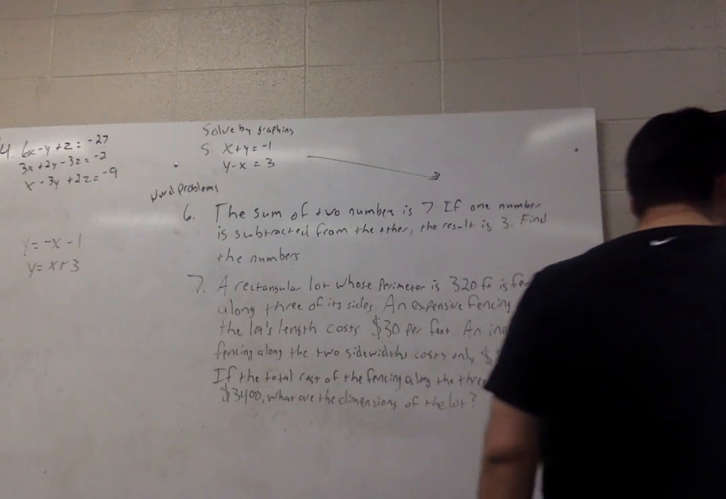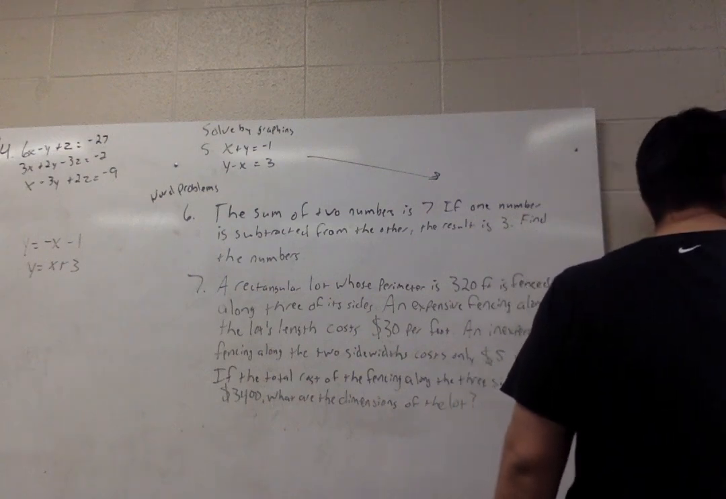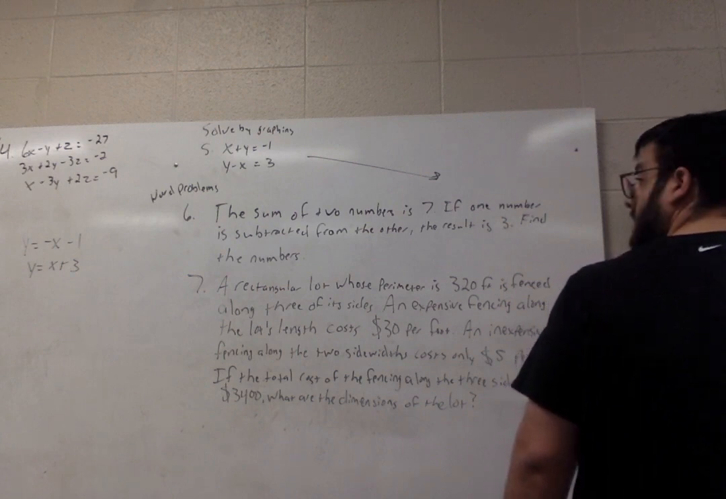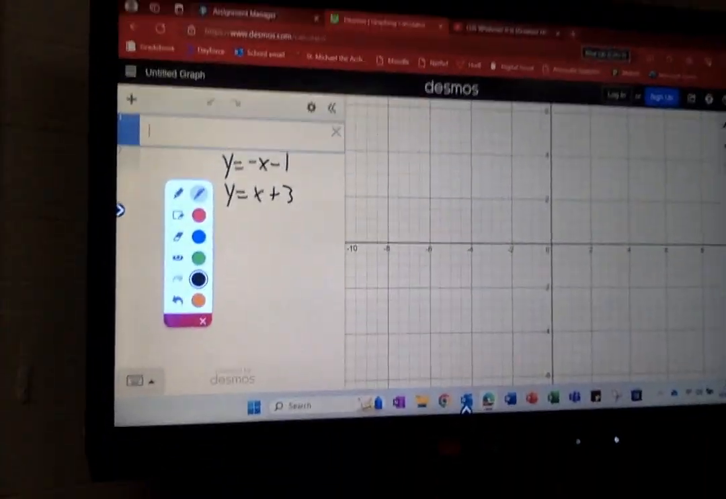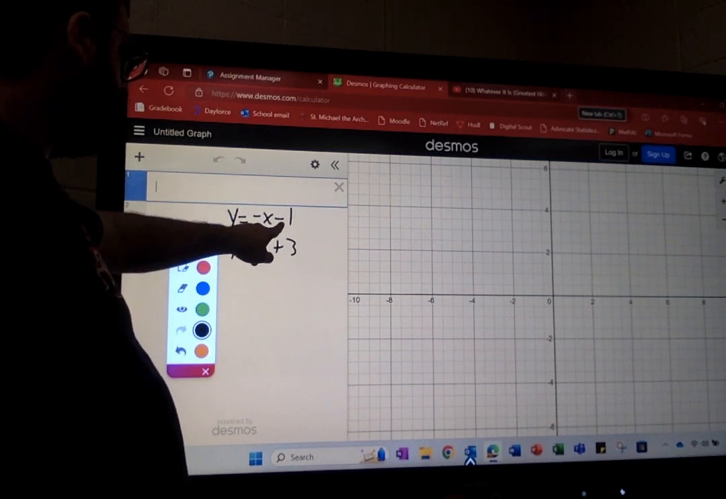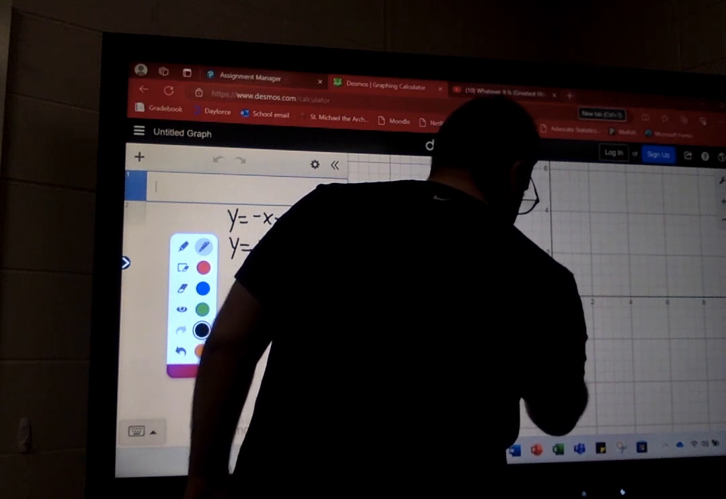Okay, so I'm going to write it over here so you can see it while I'm graphing them. y equals negative x minus 1. y equals x plus 3. All right, so shift it over to the graph here. First things first, I'm going to graph this function right here. So this is negative 1. That's my y-intercept. That's in between 0 and negative 2 right here.